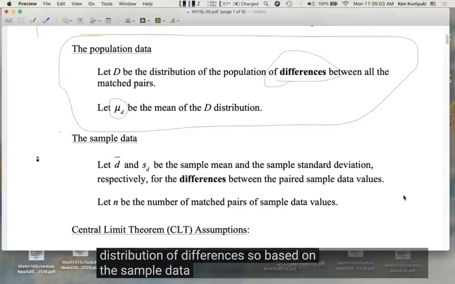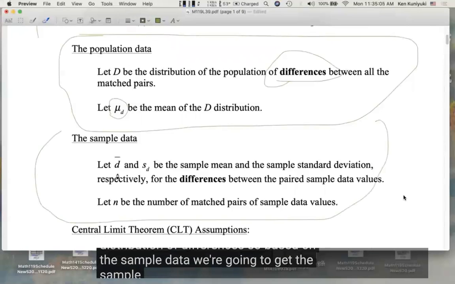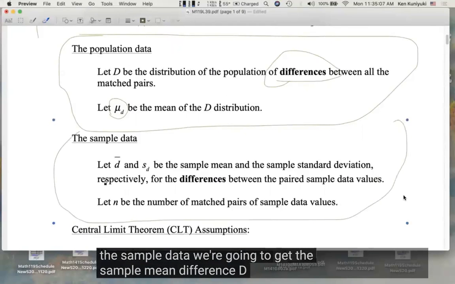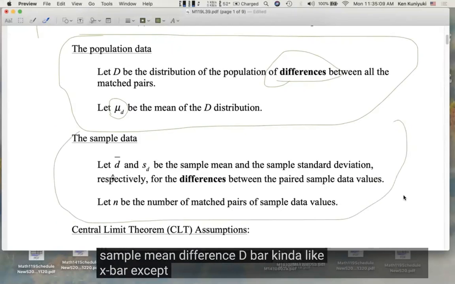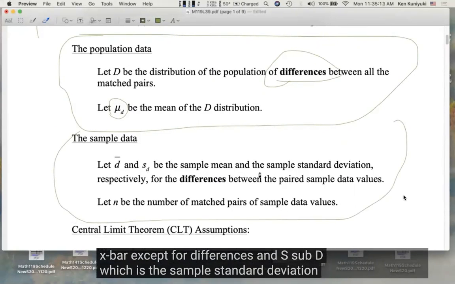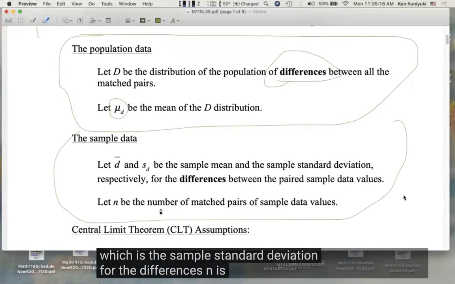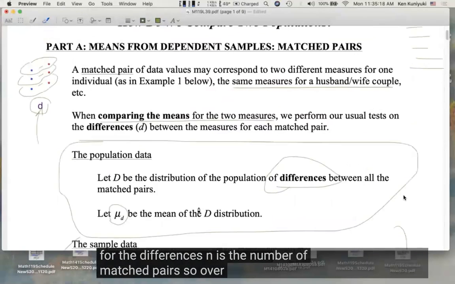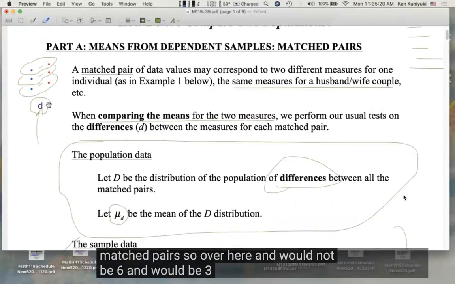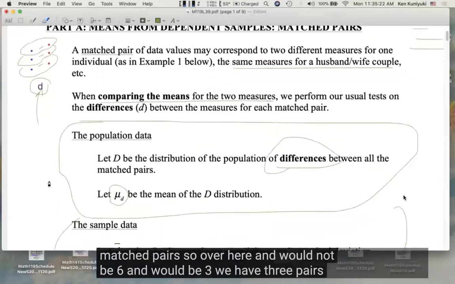So based on the sample data, we're going to get the sample mean difference, d bar, kind of like x bar, except for differences, and s sub d, which is the sample standard deviation for the differences. N is the number of matched pairs. So over here, n would not be 6, n would be 3. We have 3 pairs.